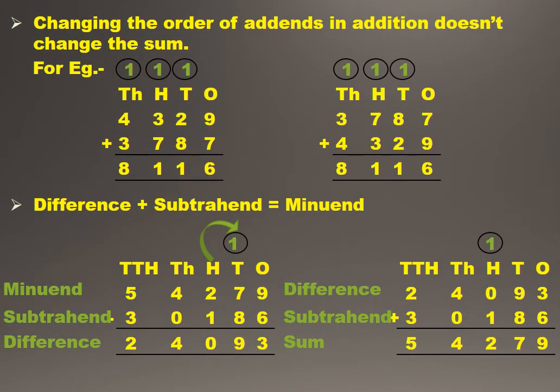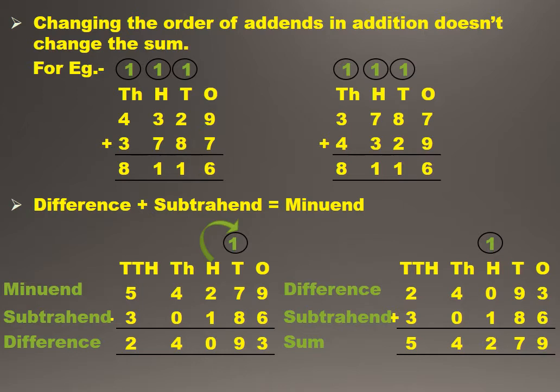Our third property is changing the order of addends in addition does not change the sum. Let's see for big numbers. First number is 4,329. Add 3,787. The sum is 9 plus 7, 16. Place 6 on ones place. Carry forward 1, 2 tens.